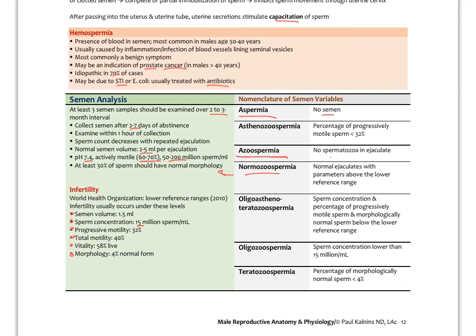Oligoasthenoteratozoospermia is a big name, just remember oligo is small, astheno is less activity, and terato is deformed or abnormal morphology. So this is a sperm concentration and percentage of progressively motile sperm and morphologically normal sperm below the lower reference range. And then oligozoospermia would be sperm concentration lower than 15 million per milliliter, and teratozoospermia would be percentage of morphologically normal sperm less than 4%. So lots of little terms, but good to have some familiarity with them, especially if you ever send a male for a semen analysis.